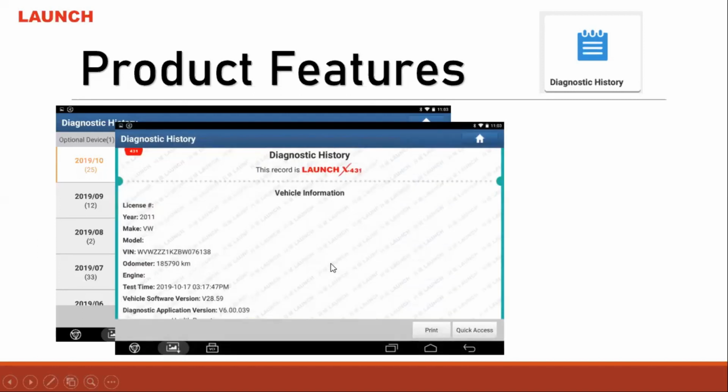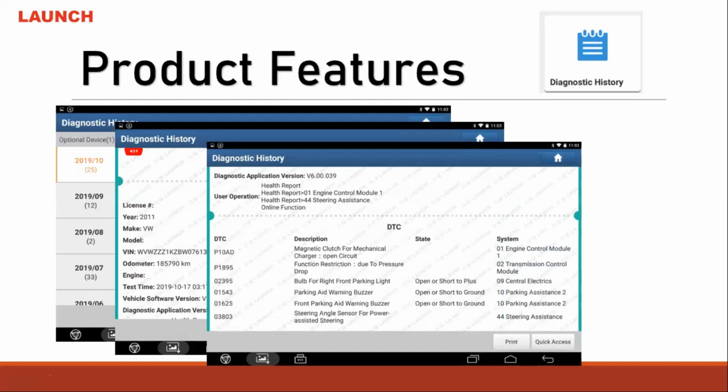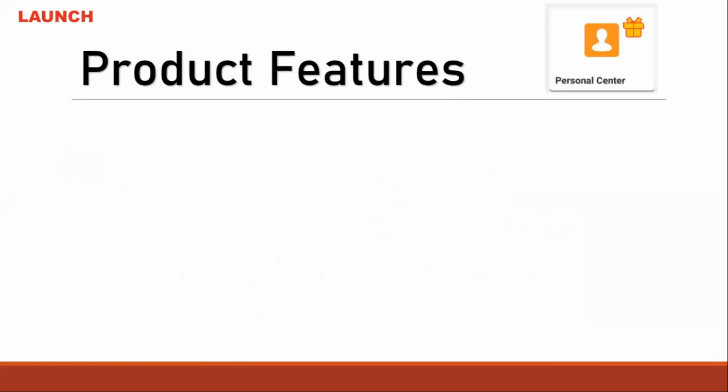Maybe there are people who like to clear the trouble code. Once they clear it, the next person who checks this car totally doesn't know what is wrong with the car. So with the diagnosis history, once you click, you can see through this. It will show you the diagnosis trouble code for it.